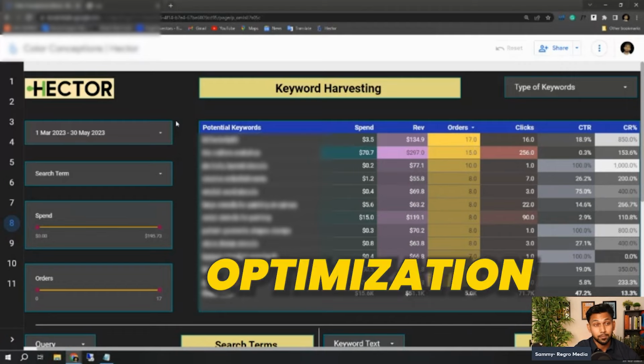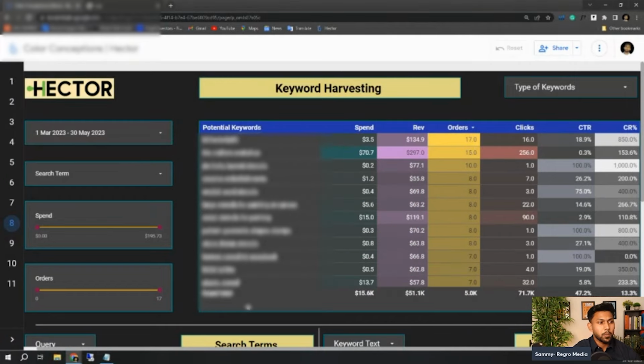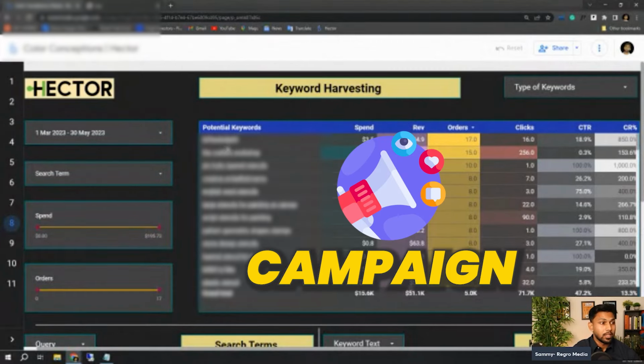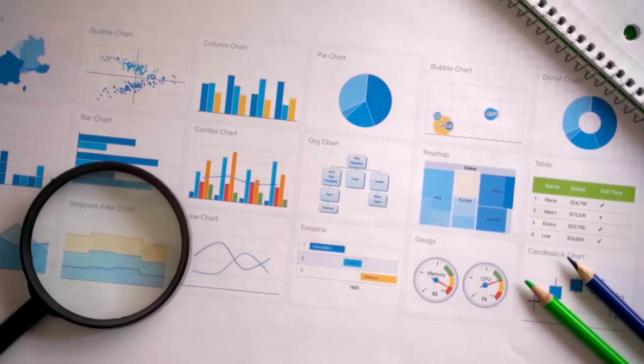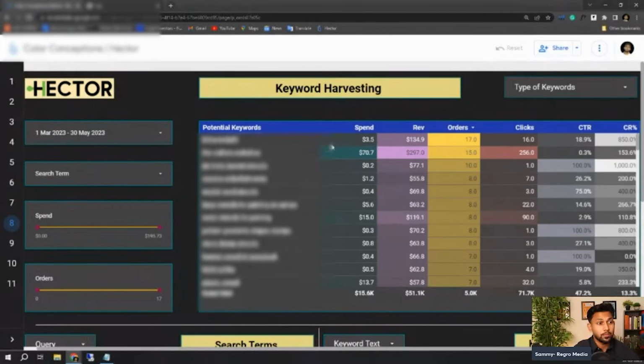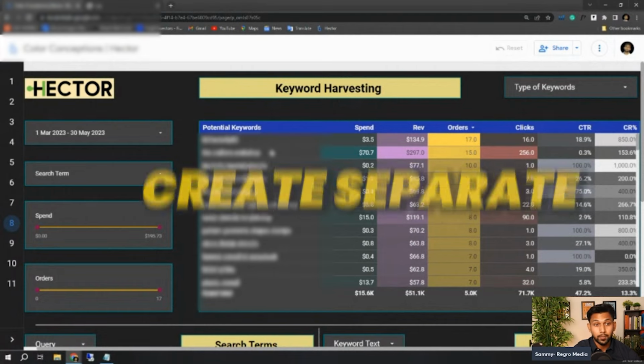So here you can see these are potential keywords. These are the keywords that have not been used in any campaigns. These search terms are not being used in campaigns. So here you can see this is the spend, this is the orders. Obviously we can go and start taking out search terms from here and create separate campaigns.